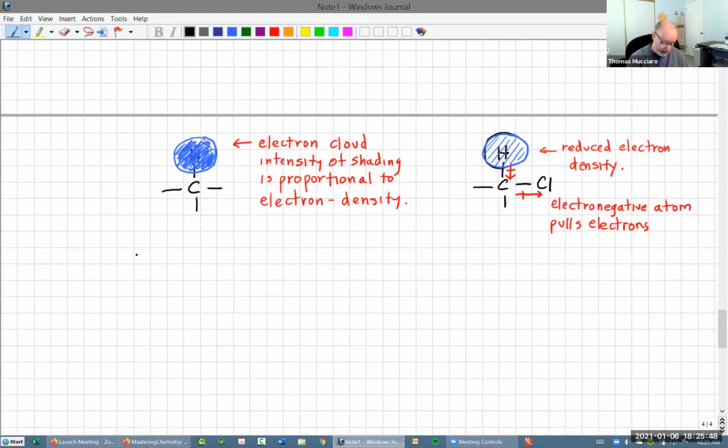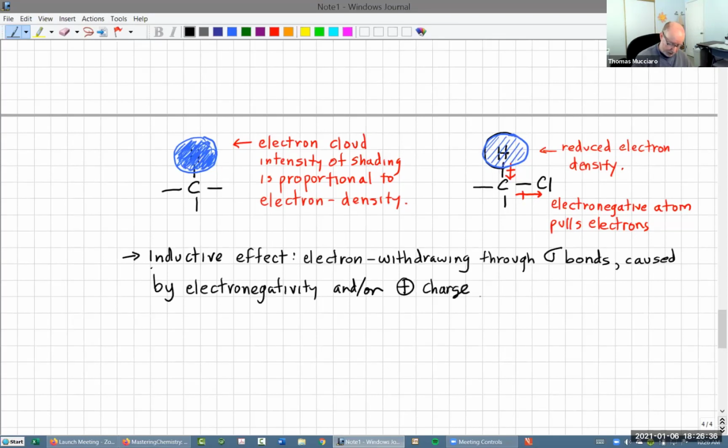Now, this kind of electron thing is called an inductive effect. It's a term we're going to use again in second semester, called inductive, okay? An inductive effect is electron withdrawing or donating, technically. It happens through the sigma bonds. You see how the arrow is really showing how the sigma bond is actually pulling the electrons, right?